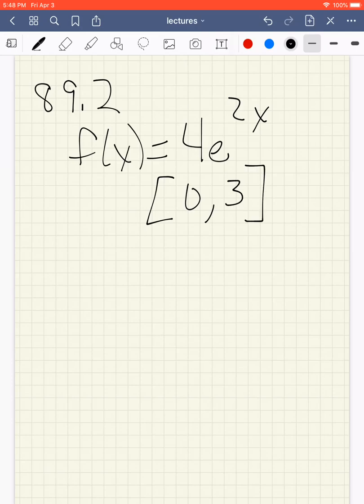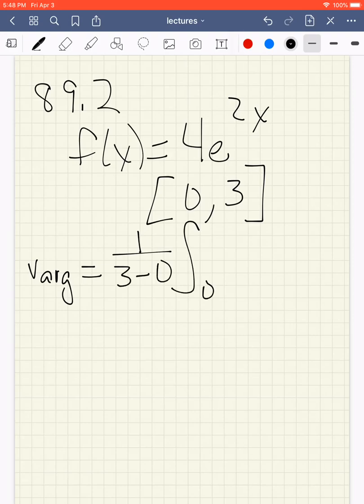Okay, well, e to the 2x times 4, that's a continuous function. It's that exponential curve. So we're okay to use the formula. So the average value will be 1 over b minus a, so 1 over 3 minus 0, times the integral from 0 to 3 of 4e to the 2x dx.